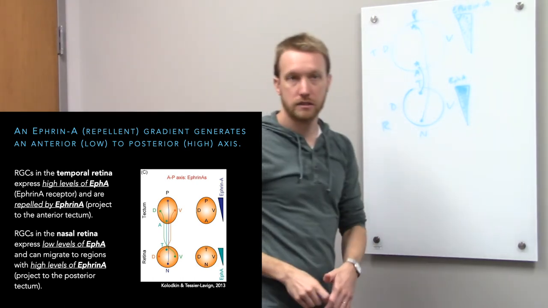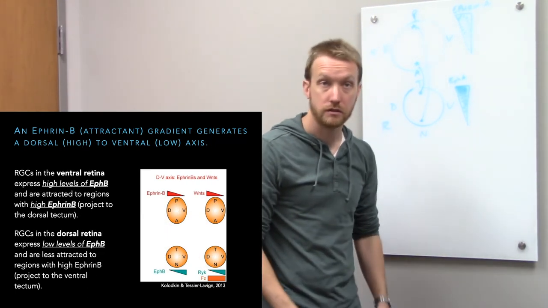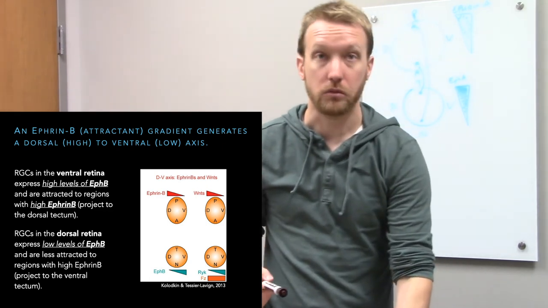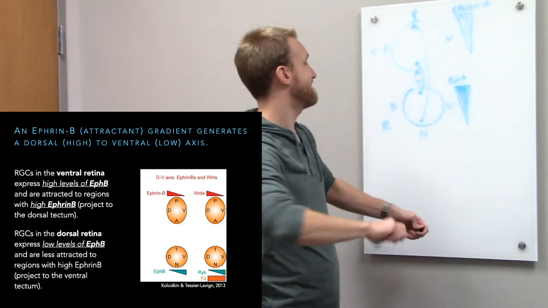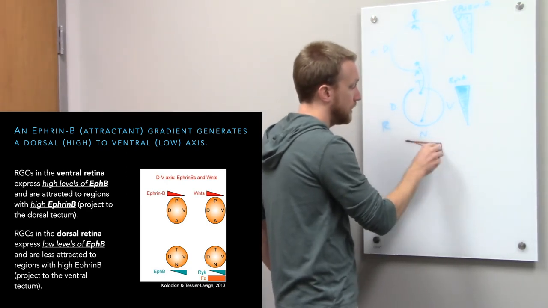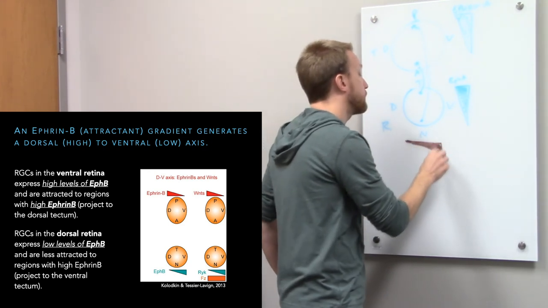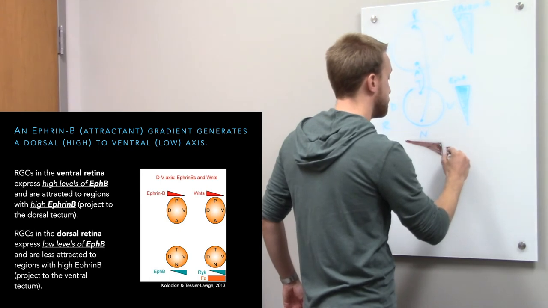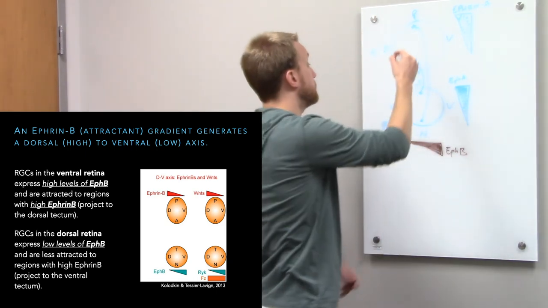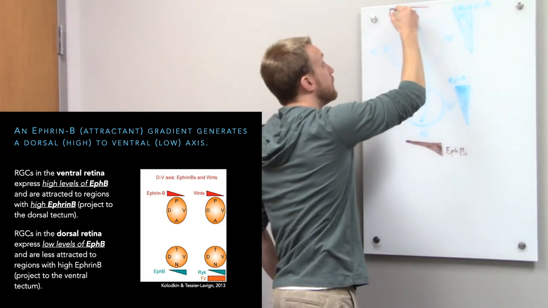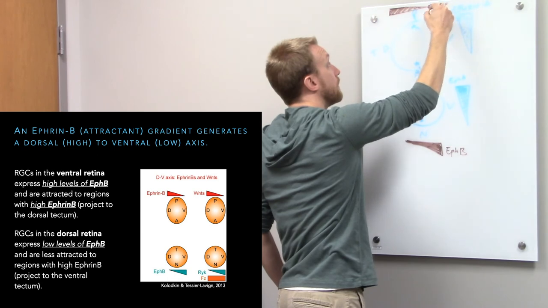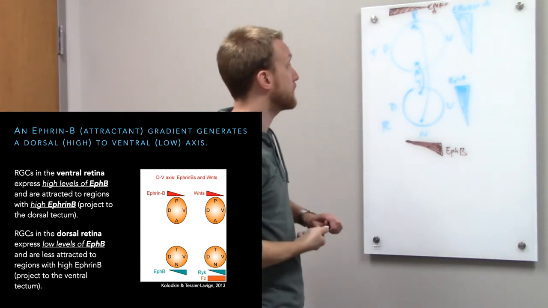Now the dorsal-ventral axis is going to be created by different efferents, in this case efferent B and its receptor. Go with a little brown here, B for brown. So again, F's down here. And for the efferent B interactions, this is going to be attractive, just like it was early on. In this case, we're not matching. We're going to flip over. And it's attractive.